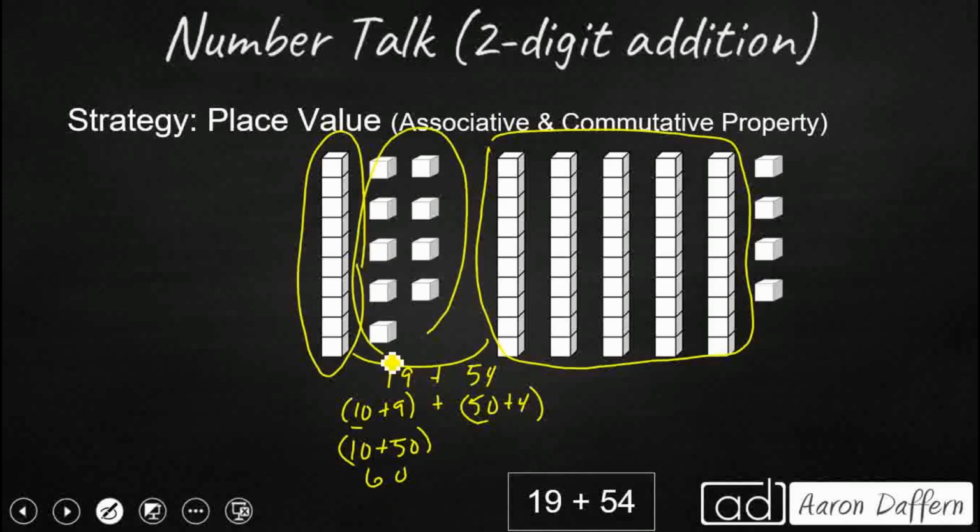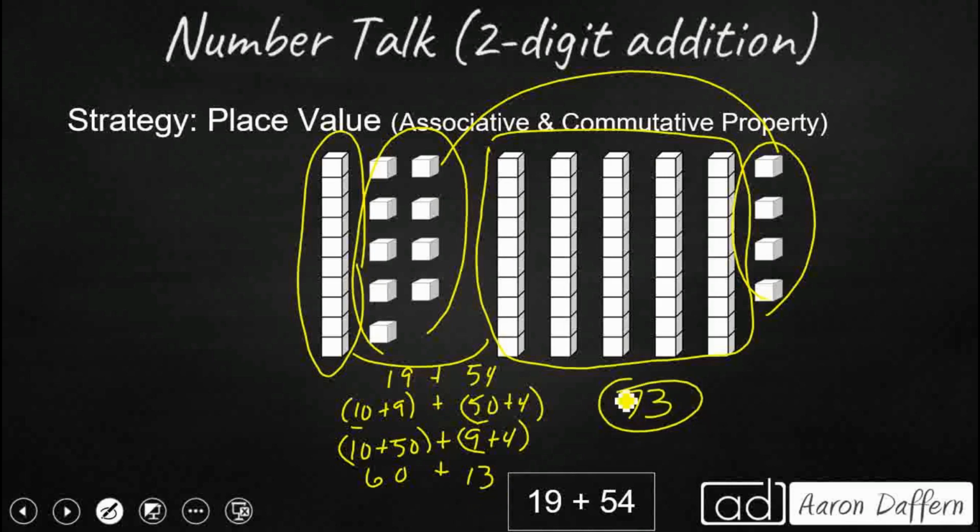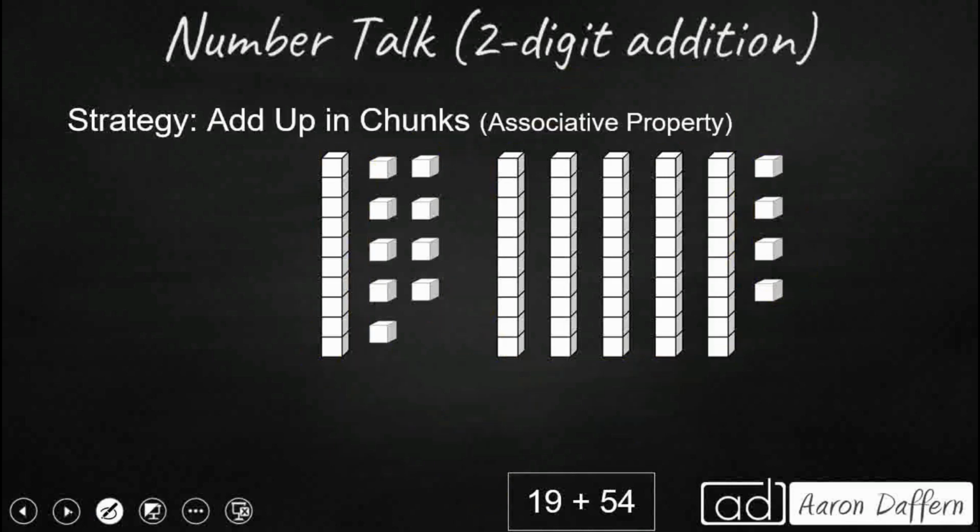And then we've got to grab our 1s. We've got to bring them in second. So that's going to be my 9 plus 4. Have to do a little bit of regrouping there, but that's a basic fact. 9 and 4 is 13. Add 60 and 13. We still get back up to our 73.